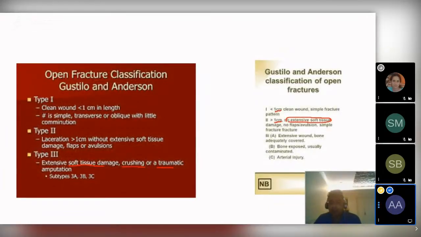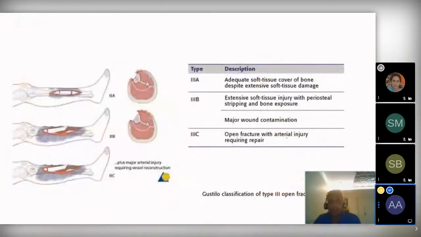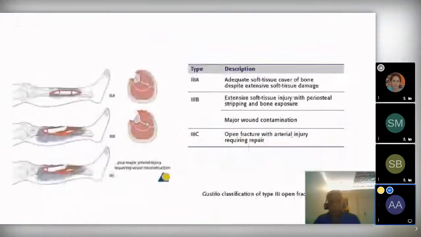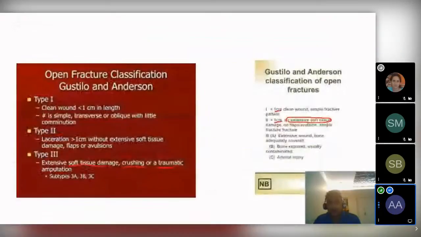For A, B, C, there's an interesting slide I have found here. I will come to that. So 3 A, B, C, make it very simple. Less than 1, type 1; more than 1, type 2. Type 3, don't go by the size of the wound. Type 3, you will remember easily. It is associated with vascular injury. Now you have to differentiate between A and B. I will come to that in the next slide.